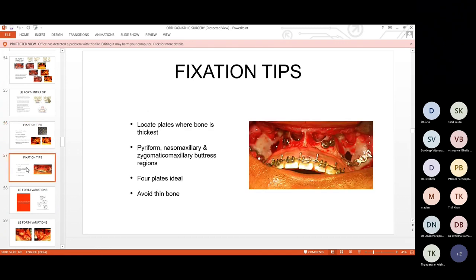So locate the plates where the bone is the thickest. So that means it is the nasomaxillary buttress. Okay. And then the horizontal buttress near the spine. And then, of course, the lateral buttress, that is the zygomaticomaxillary buttress. So four plates are ideal, and avoid very thin bone like the anterior cortex.